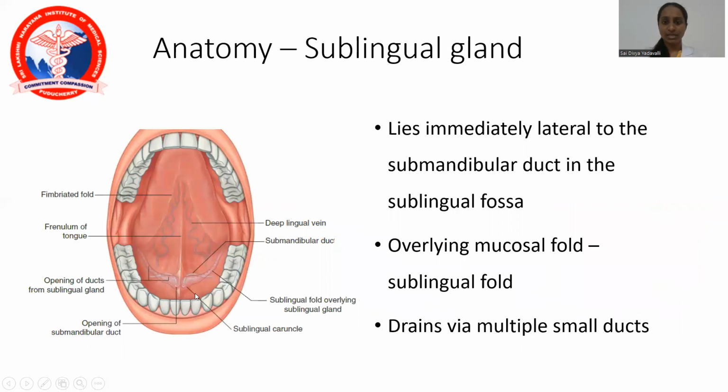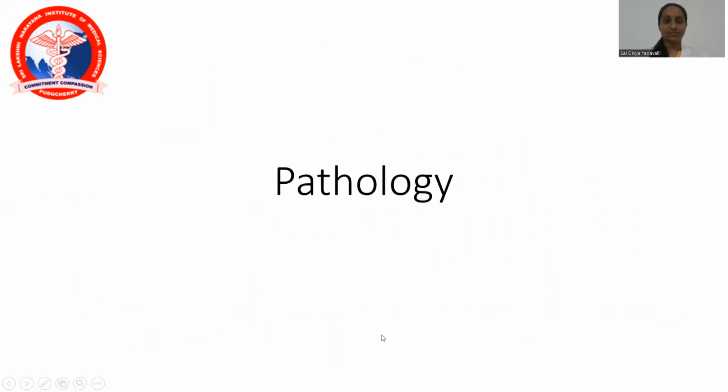Coming to the sublingual gland, it lies immediately lateral to the submandibular duct in the sublingual fossa. Below the tongue, there's a fossa, the sublingual fossa, where the sublingual gland lies. The overlying mucosa of the gland is called the sublingual fold, which you can see in the floor of the mouth. It drains via multiple small ducts.